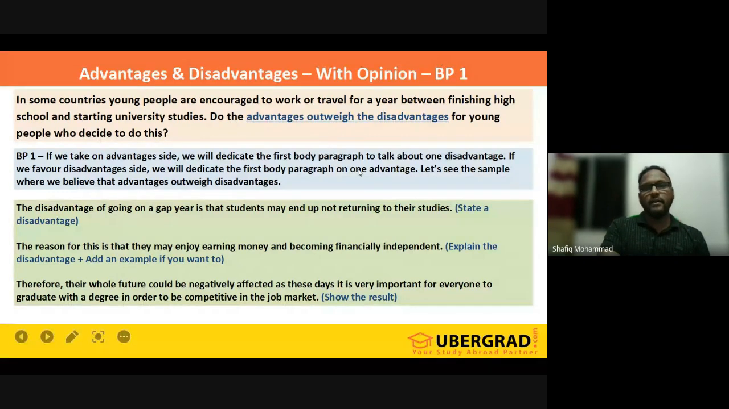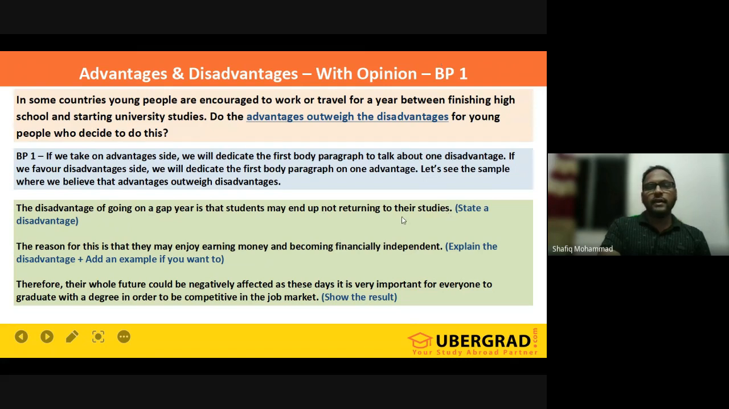First body paragraph, talk about the disadvantage if you're supporting the advantages. If you're favoring disadvantages, it's the opposite, right? So let's see the example here. The disadvantage of going on a gap year is that students may end up not returning to their studies.